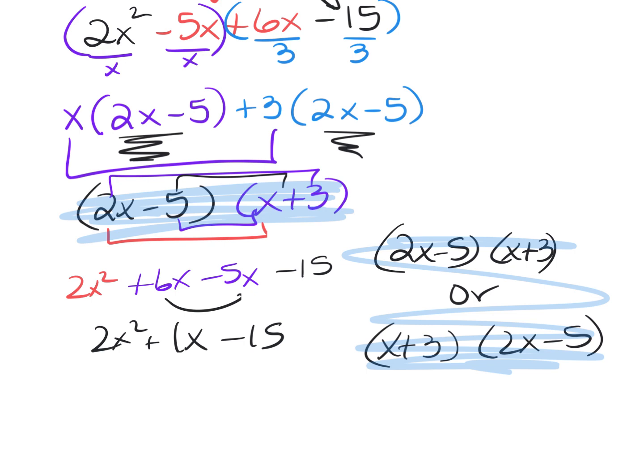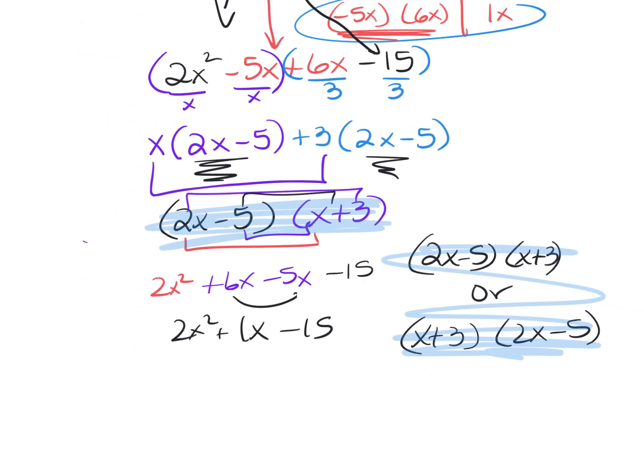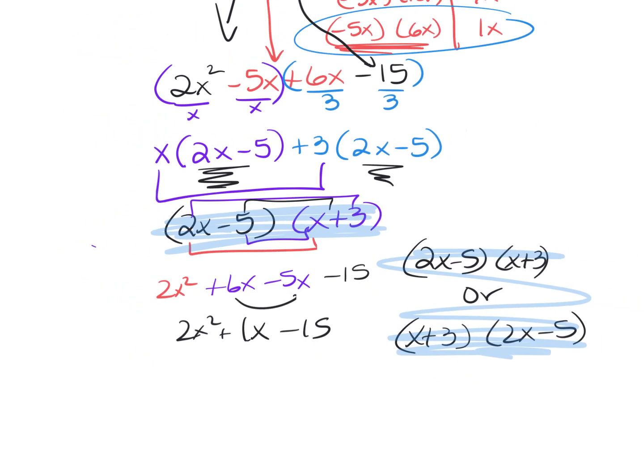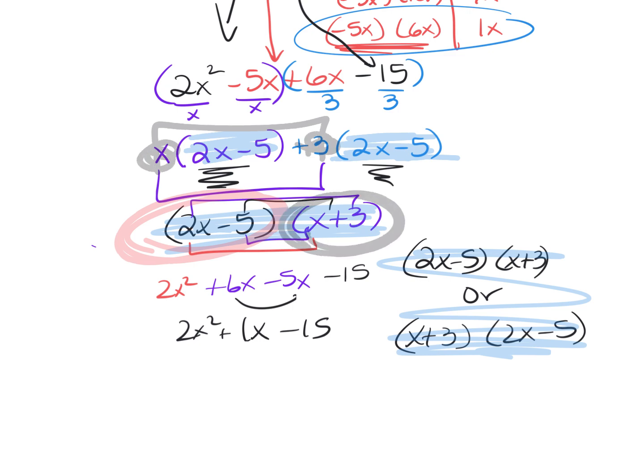Okay, so the way that you get that is you take what now has become a GCF, what you got when you divided, that gets written as a binomial. And then the two GCFs that you divided by, the x and the 3, that becomes the second binomial.